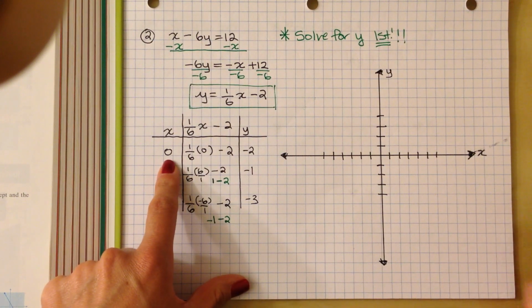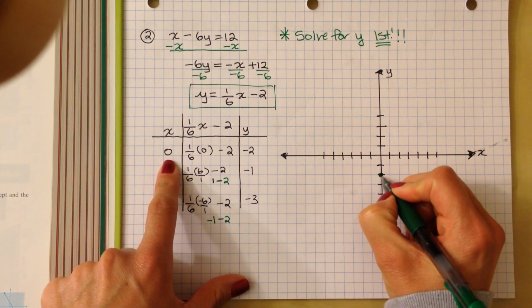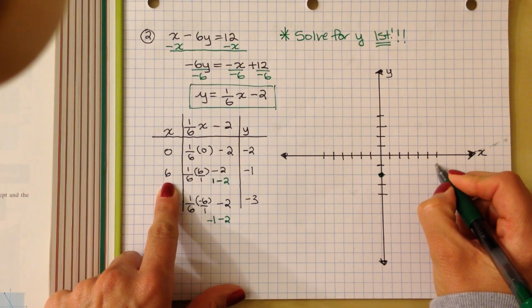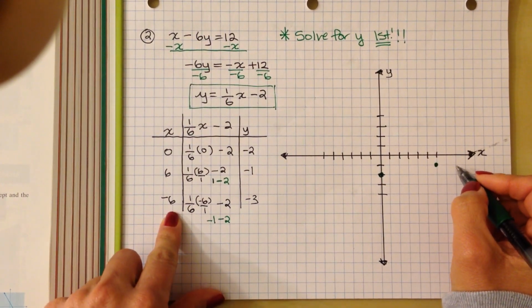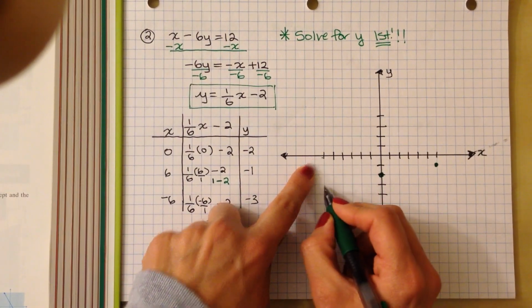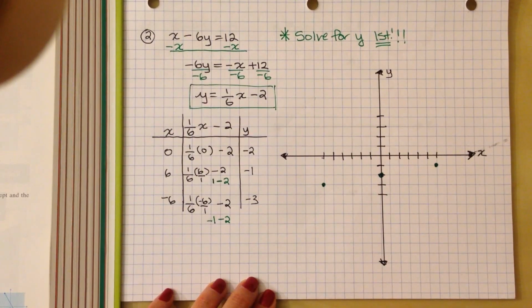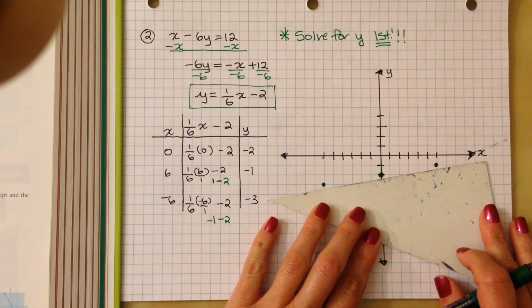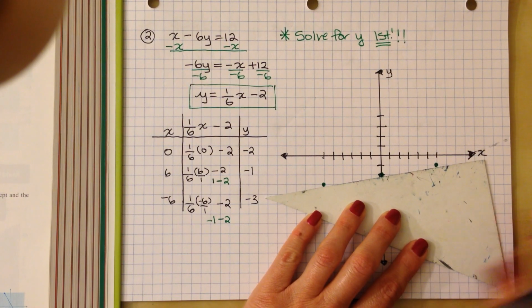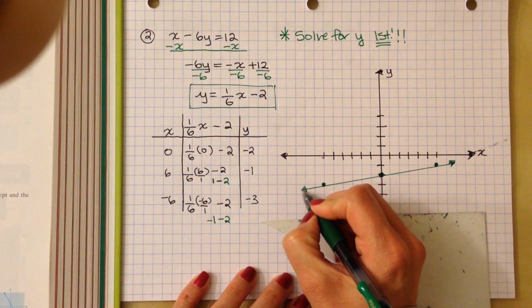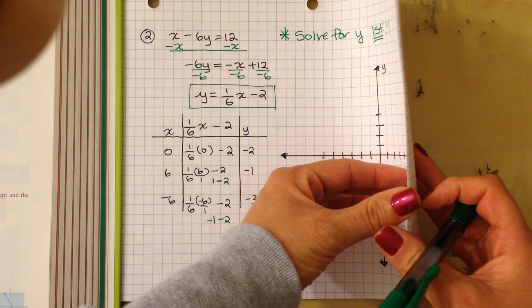So we have 0, negative 2, another y-intercept, 6, negative 1, right here, and negative 6, negative 3. So here's negative 6 and negative 3. By the way, graph paper is really helpful when you're doing this. So now we just want to connect these, and then we are done. So connect them, get our line, and that's it. So example 2's done.